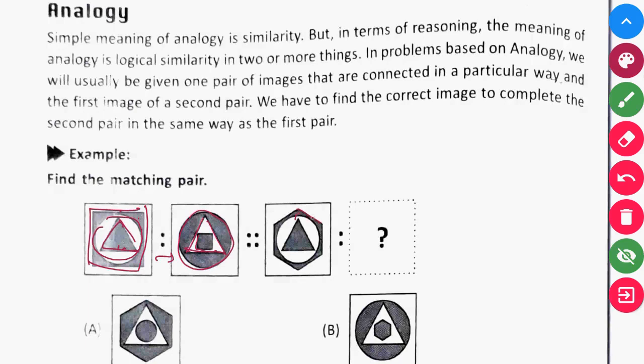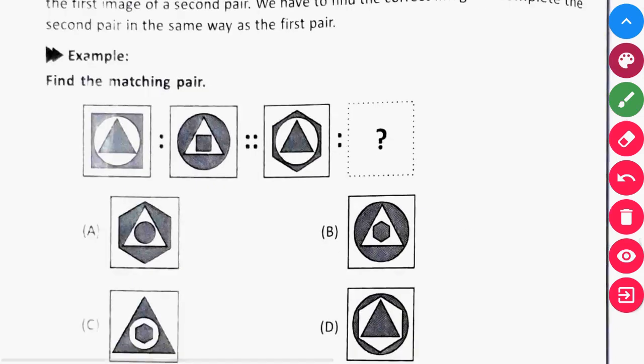Now this is our figure in which the hexagon is on the outside, inside it there is a circle and there is a triangle. So our expected figure is: circle should be outside, then triangle, and hexagon inside the triangle. You can see such a kind of pattern, and you can also give the answer. Circle should be outside, triangle in the middle, and hexagon in the center. So answer B is the correct answer.